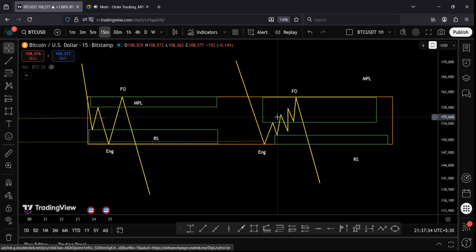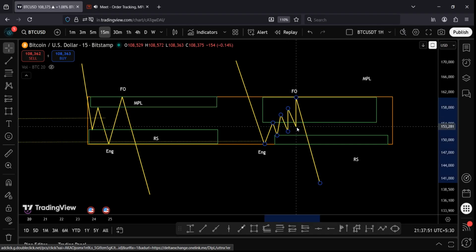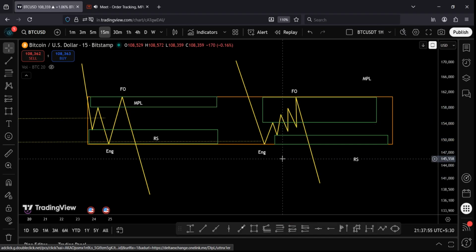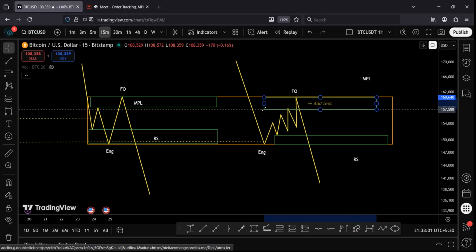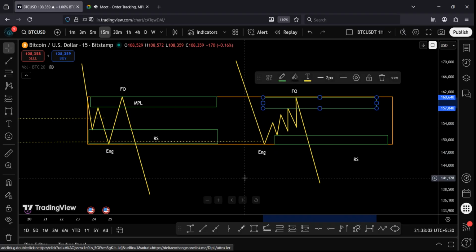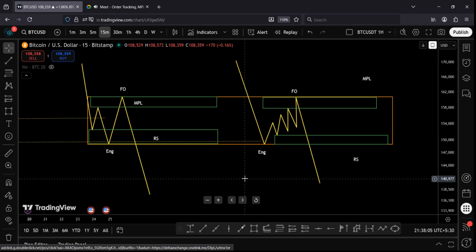So what happened here? An engulf happened at the lower time frame. Price pulled back here to the MPL zone of this, right? So this is the fake out here. It goes up again and came back till the MPL zone of this. So what happened here? The orders have been transferred to here. So our MPL zone will be here, right? You understand now?